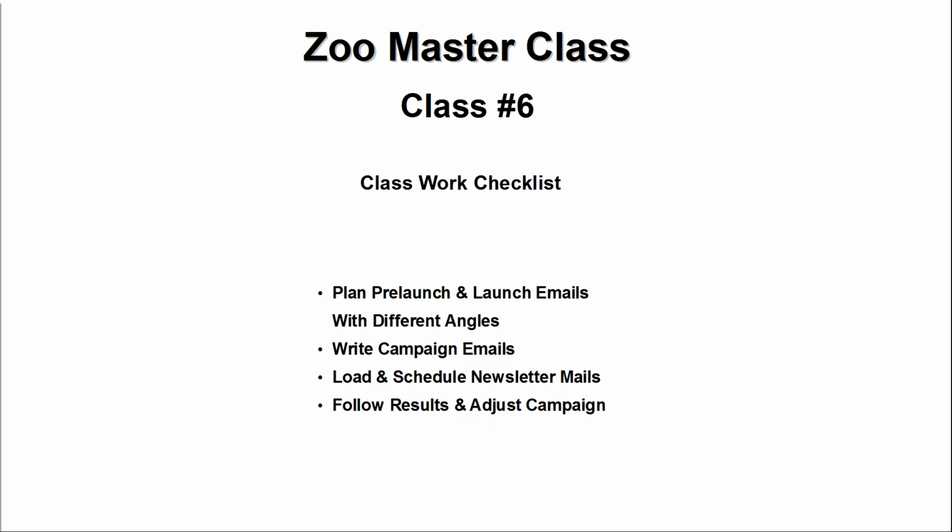Then you want to write out those campaign emails based on those different angles that you want to target. Once you have them written, load them up and schedule them in your newsletter service, and then simply follow the results from those campaigns, and if needed, make adjustments to them. If they're performing extremely well, add more emails to it. Add in some extra bonus.